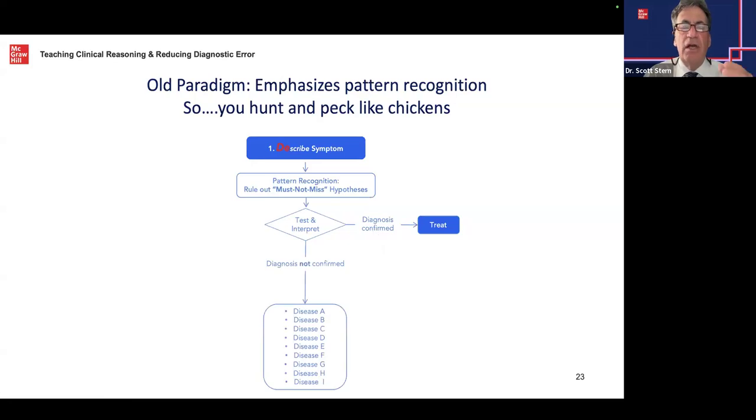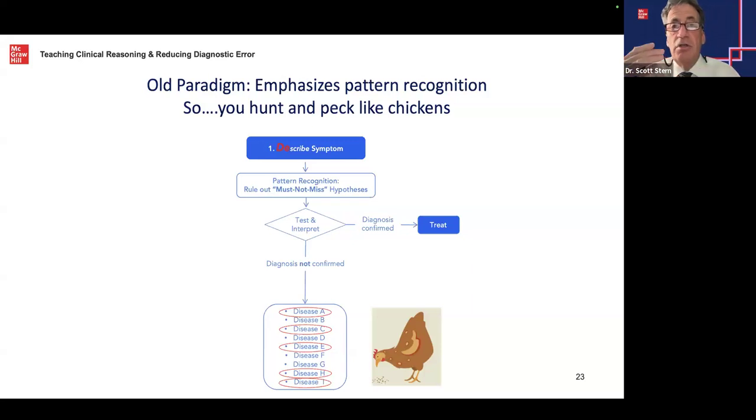But what if they don't? They're left with a disorganized list of possibilities that they have no idea how to navigate. And as Joe Rencic said, they're like chickens at this point. They hunt and peck around for the right diagnosis. So they might try A and C and see if they can make the diagnosis, or A or H and I, until they either stumble on the diagnosis or they give up or they say the patient's anxious because they're anxious.